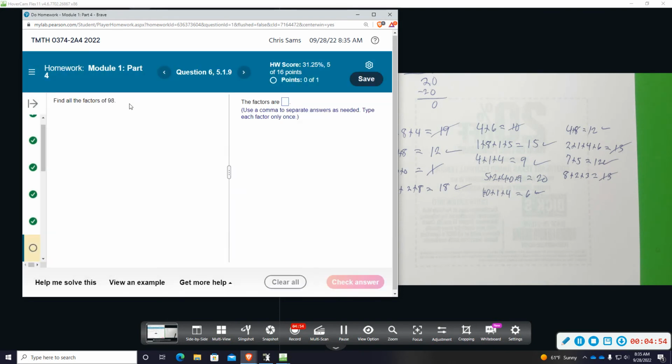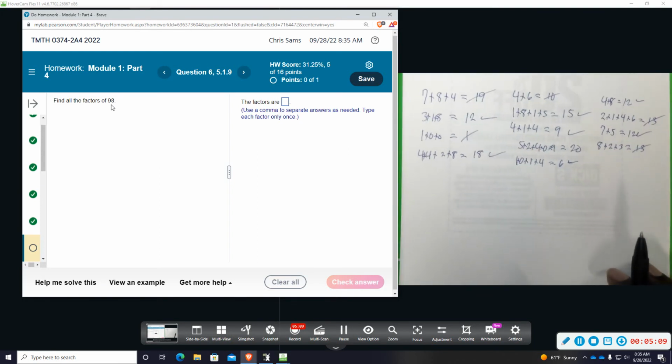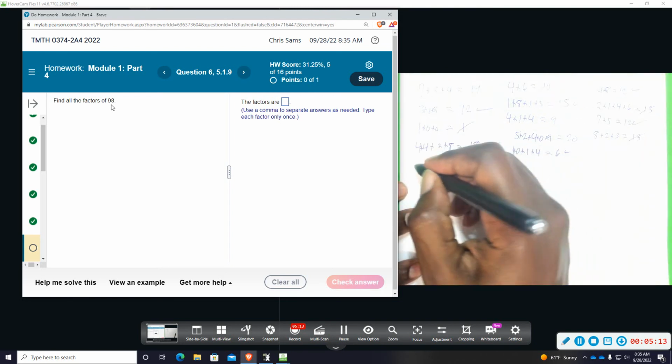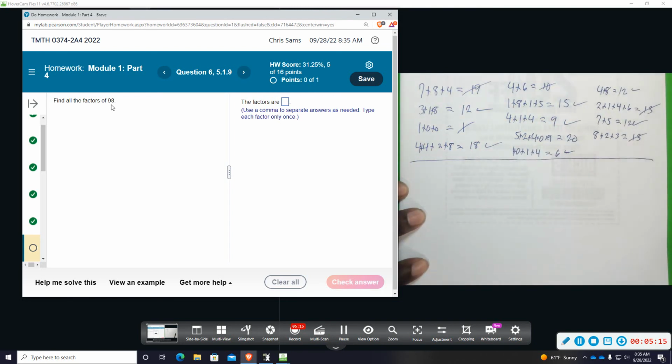All right, this one wants us to find all the factors. So all the factors means we want to find all the numbers that multiply to give us 98. So there is a method that I will show you. We first need to break this down into prime numbers. So you need to be aware of what prime numbers are.